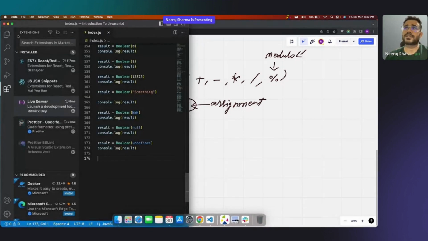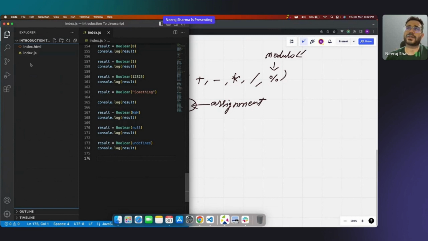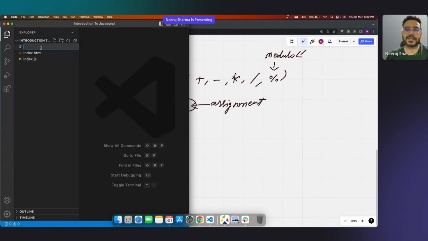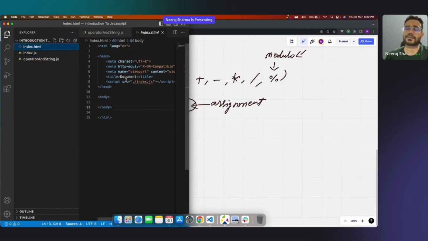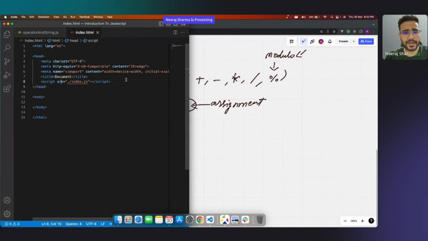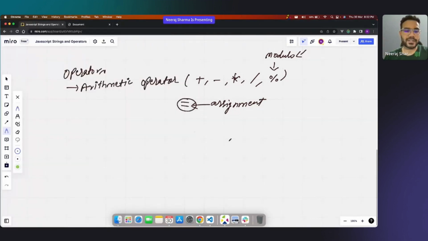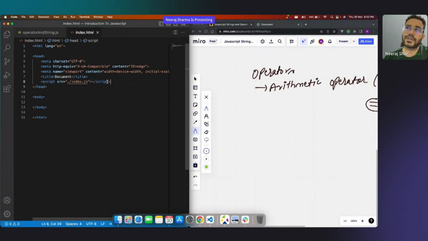Now, let's do this. We have this index.js. I'll create a new file and close this index.js. I will create a new file for today's session, which is operator and string.js. JS is the extension. This is the code I'm going to be writing here. Remember I had told you that in HTML, we have to put the JavaScript file which you want to load, correct? The file is actually getting loaded on the browser, so I need to tell which file has to load. Earlier we said index.js is the file we would like to load.